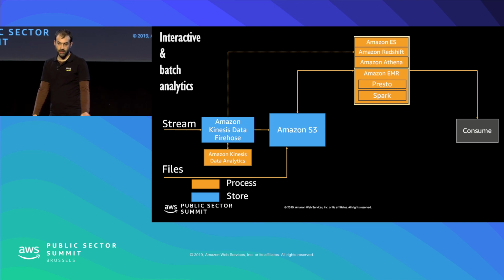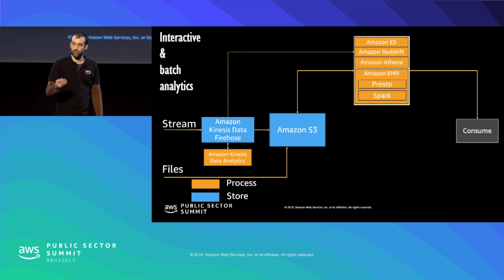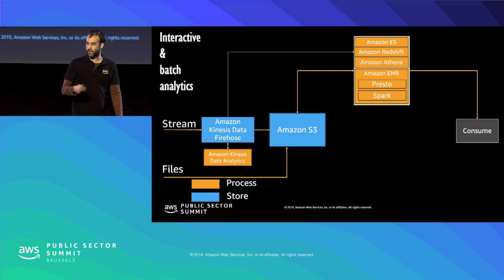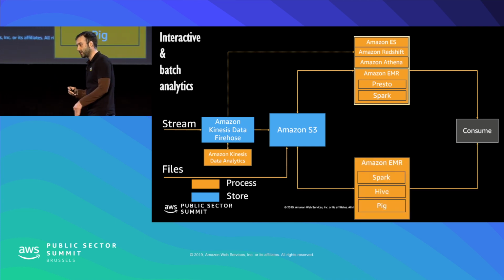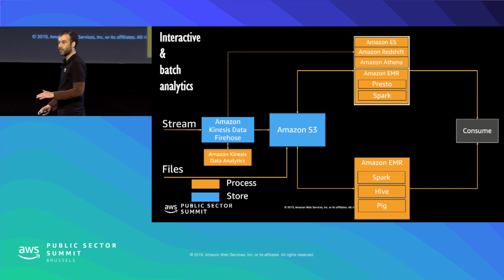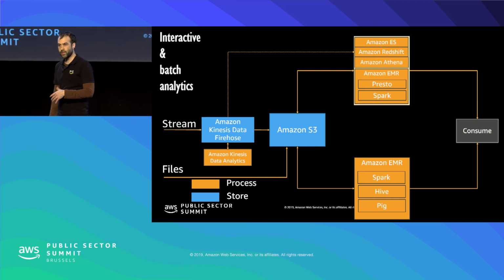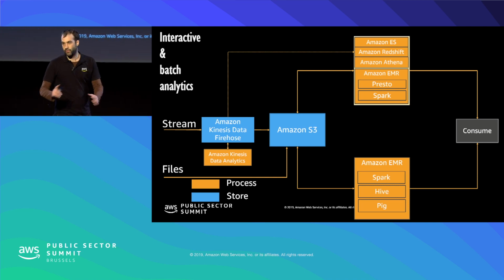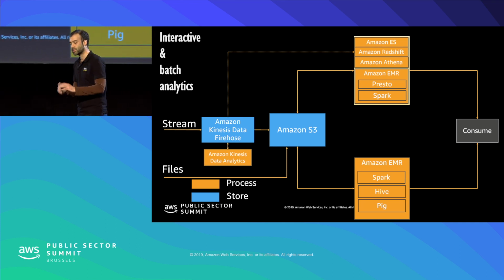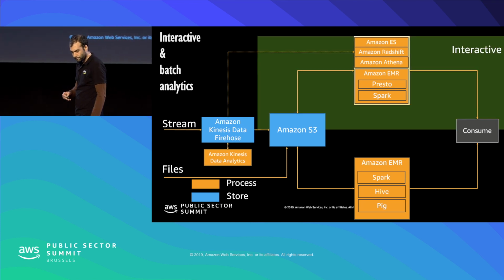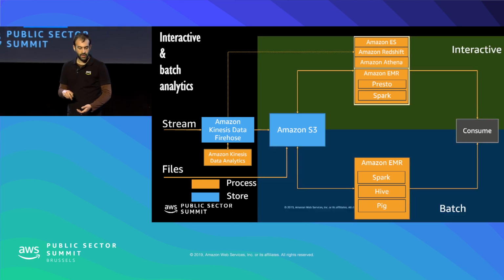To do interactive analytics over S3, a great tool is Athena as well, but also running EMR clusters with Presto or Spark for interactive analytics. For batch analytics, EMR again is a great tool, or Glue jobs are also possible. And with EMR, the main two frameworks that I'm seeing now are Spark and Hive, not Pig, for instance, but primarily Spark and Hive. So the top layer is the interactive analytics. The bottom layer is the batch analytics.